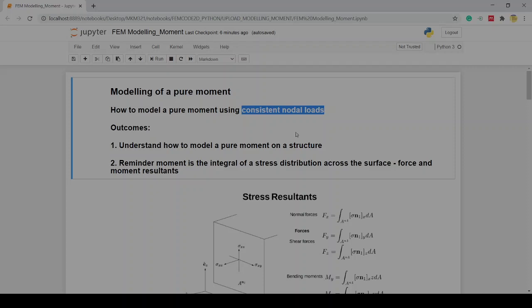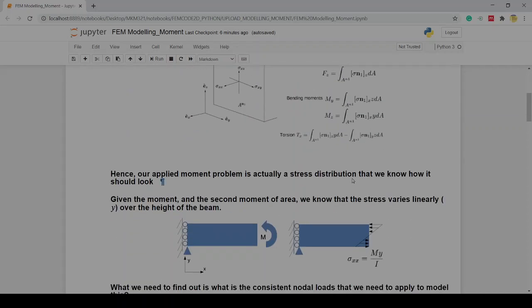Okay. So first off, we need to remind ourselves that the moment is the integral of the stress distribution across the surface. And so when we look at what we've learned from having a moment applied, we know that the stress distribution is essentially a linearly varying sigma xx stress component for this example here. Okay, we give this macroscopic or global coordinate system. That's what we know there.